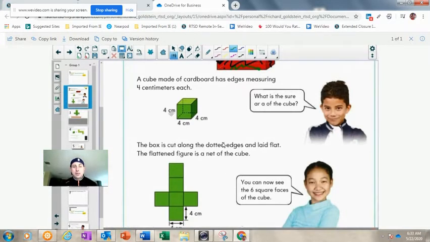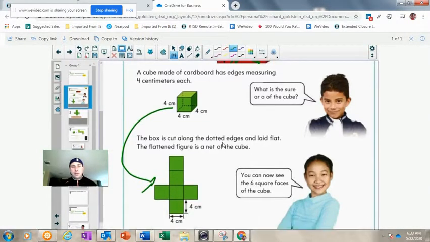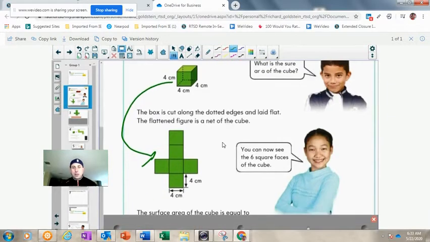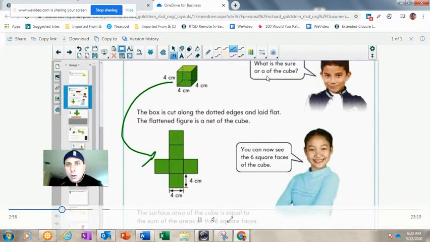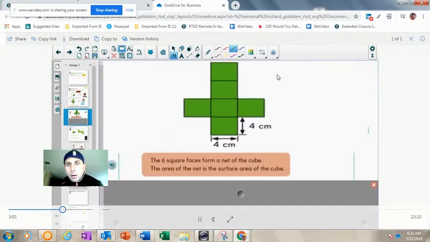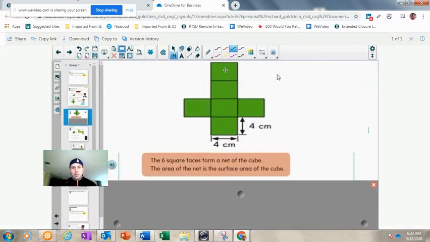If you take a box and break it at the different folding points, you could actually unfold the box into the shape of a net. So the 4 by 4 cube is the same exact figure as the one you see below. She's saying you can now see the 6 square faces of the cube. And the young man is saying, what is the surface area of a cube? It should say area. It looks like there's a typo there.